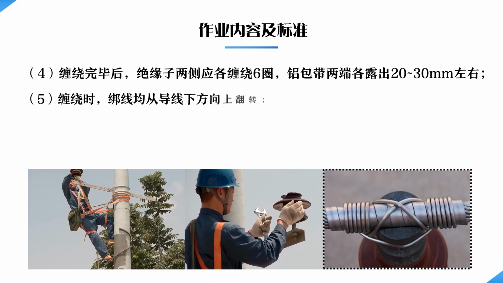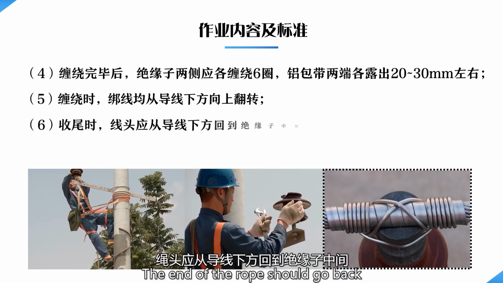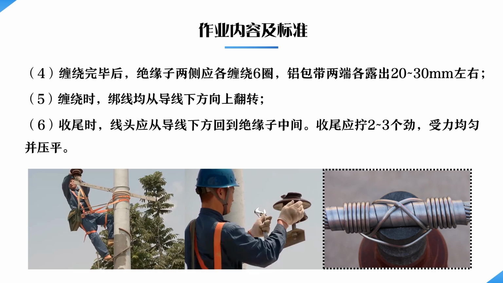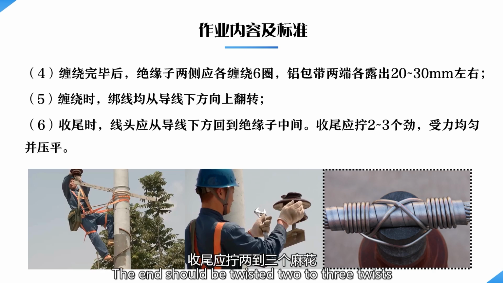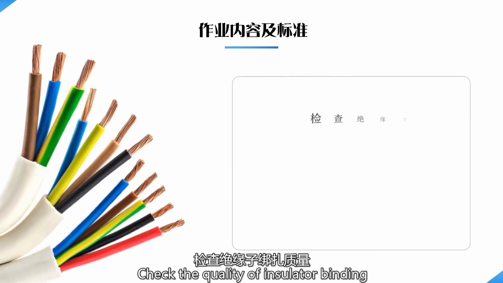5th, when winding, the wire is turned upward from the bottom of the wire. When winding up, the end of the rope should go back to the middle of the insulator from the bottom of the wire. The end should be twisted 2 to 3 twists. Apply uniform force and flatten. Check the quality of insulator binding.